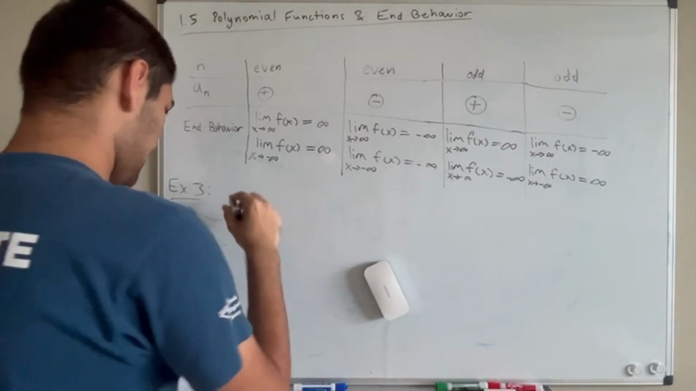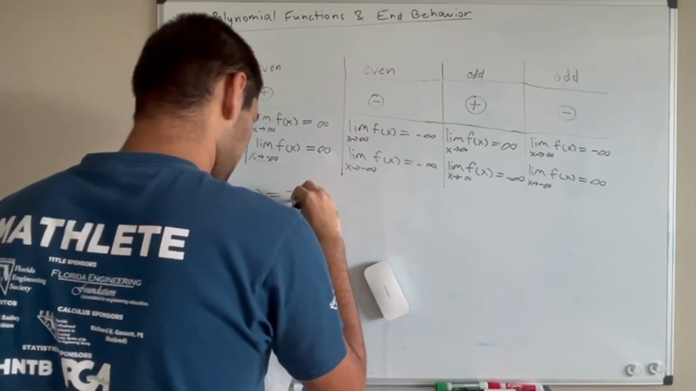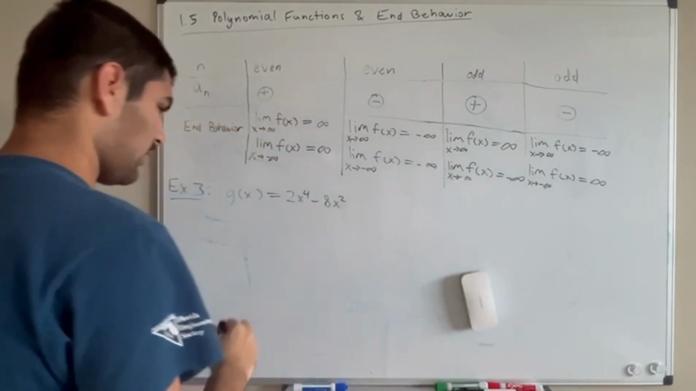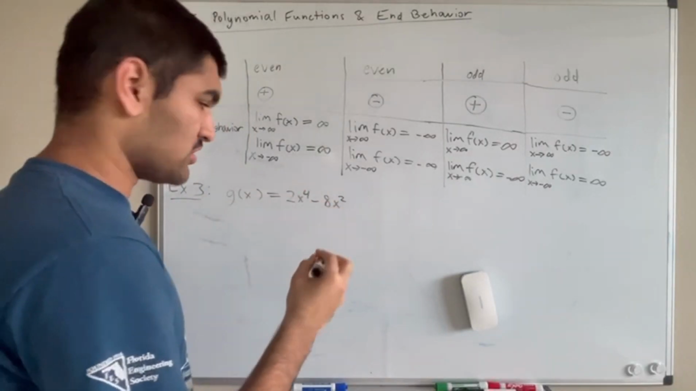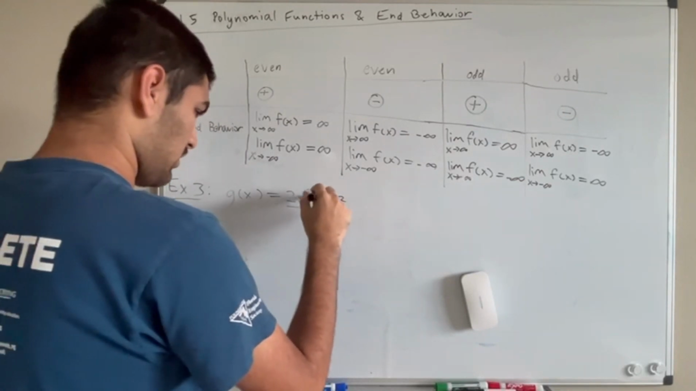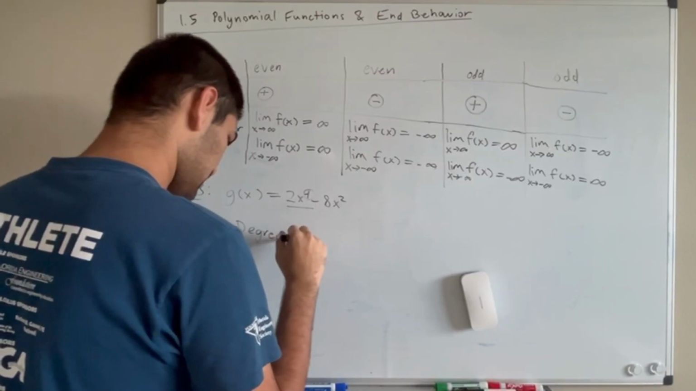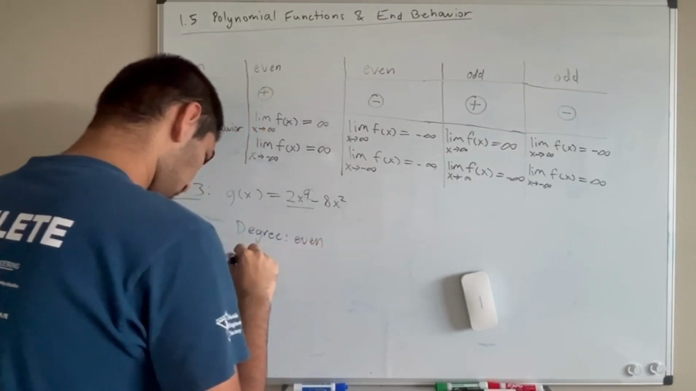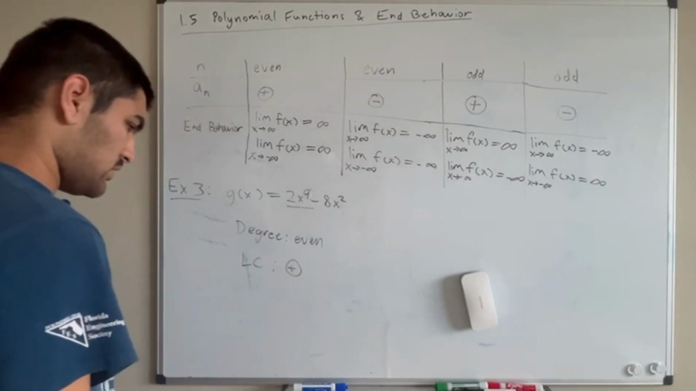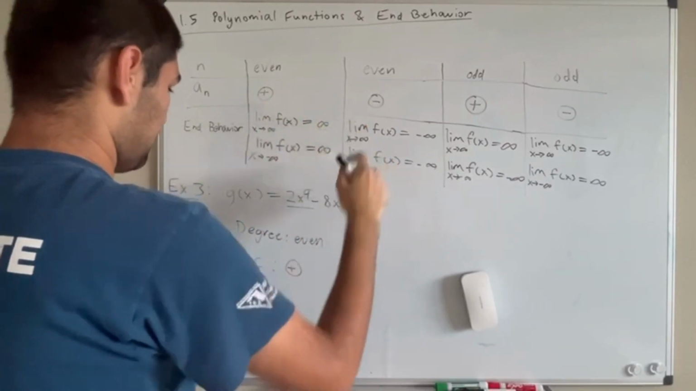So let's say you have some function g of x is equal to 2x to the 4th minus 8x squared. Okay, so here they already folded out for us, and they gave us our first term, 2x to the 4th. So here our degree is even, right? It's 4, so even degree. And then our leading coefficient is 2, so it's positive. So then we're looking at this case right here. So this is our end behavior.